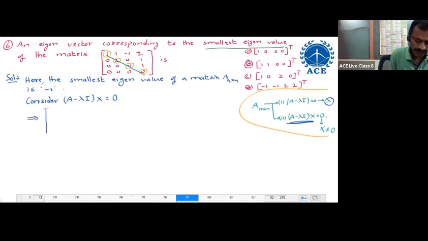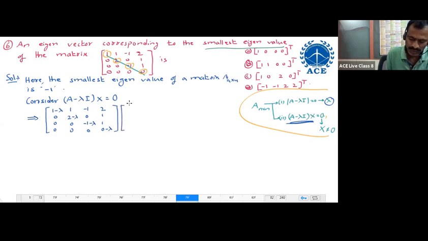Now write the characteristic matrix A minus lambda I. For any given square matrix, to write the characteristic matrix, we just add minus lambda to the diagonal elements. That will give the characteristic matrix. So the rows are: 1 minus lambda, 1, minus 1, 2; 0, 2 minus lambda, 0, 1; 0, 0, minus 1 minus lambda, 1; 0, 0, 0, 0 minus lambda.